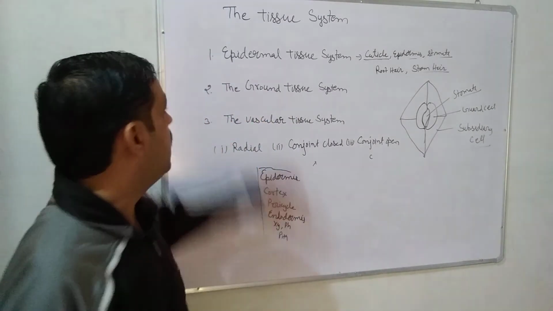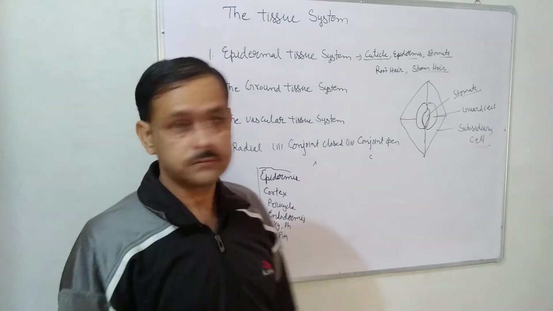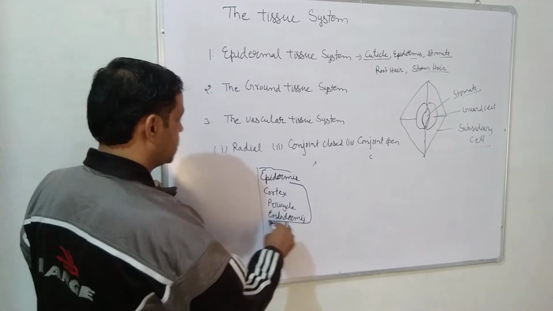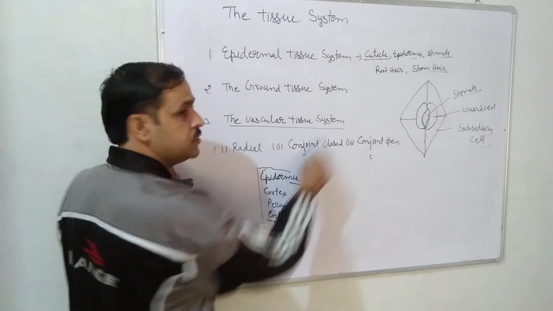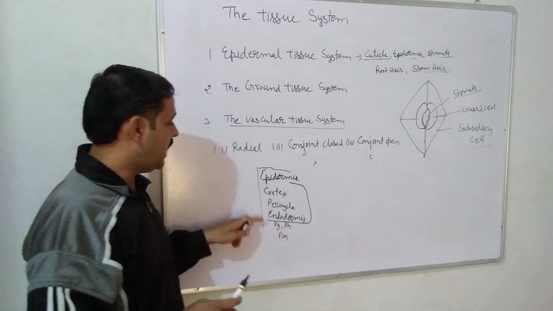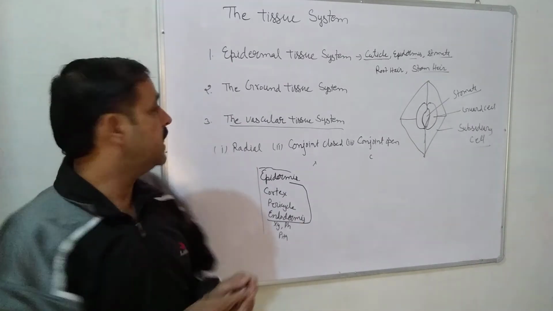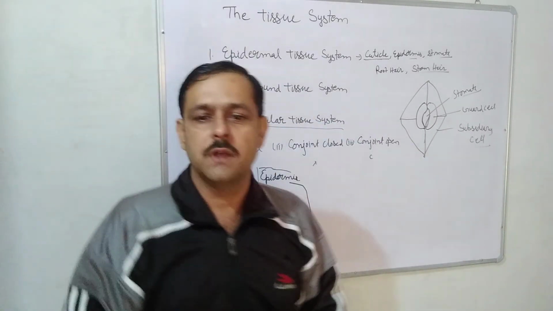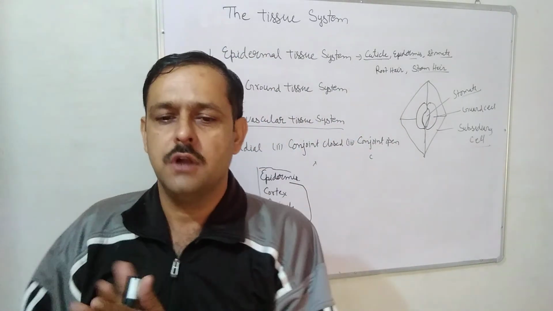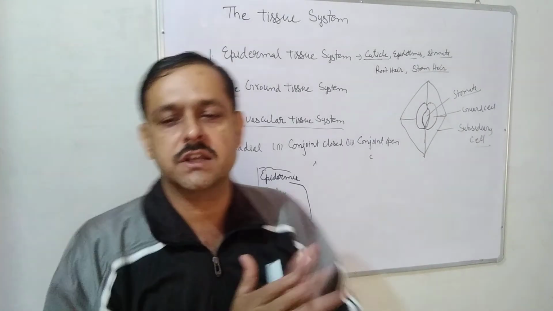So this is the epidermal tissue system. Second, the ground tissue system. Whenever we talk about the vascular tissue system, it means xylem and phloem. So except epidermis and vascular bundles, all the other components comprise the ground tissue system. The tissue except epidermis and vascular bundle constitutes the ground tissue. It consists of simple tissues such as parenchyma, collenchyma and sclerenchyma.